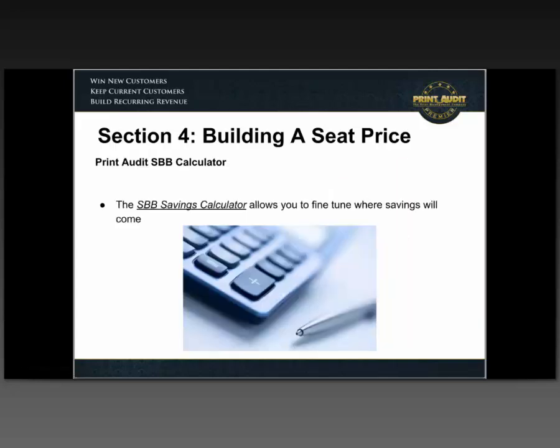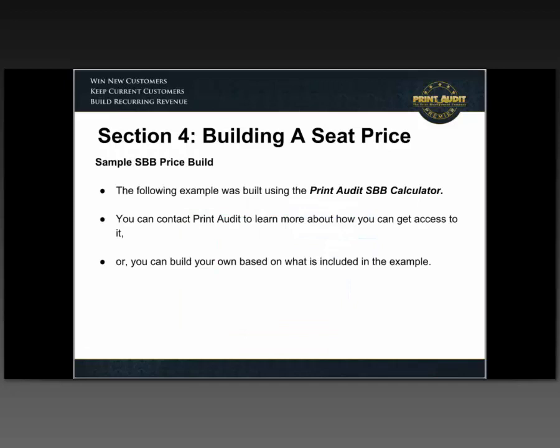So what we've done is we've actually built a seat-based billing savings calculator, which will allow you to fine-tune where savings are going to come from. And again, because we're building this into a seat-based model, this contributes directly to the profitability of your deal. So I'm going to take you through an example of one that we did build through the Print Audit seat-based billing calculator. And you can certainly get in touch with us to learn more about how you can get access to it, or feel free to look at the example and try and come up with your own calculator as well.